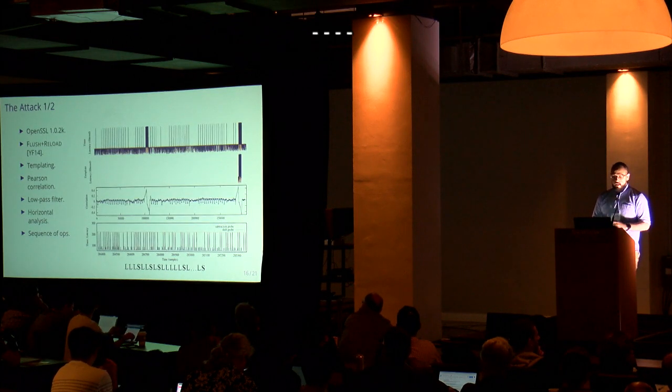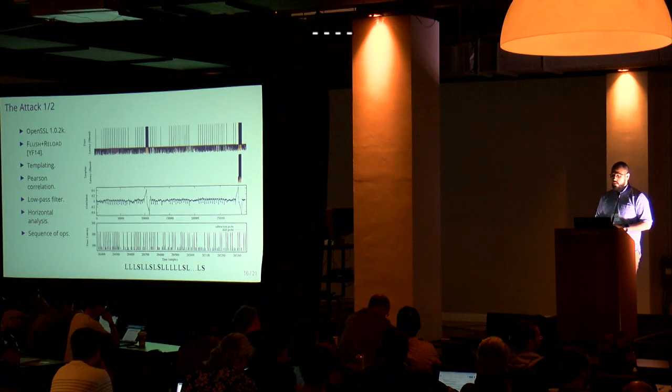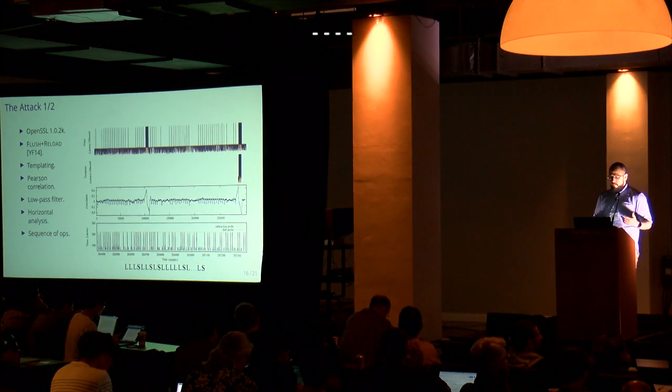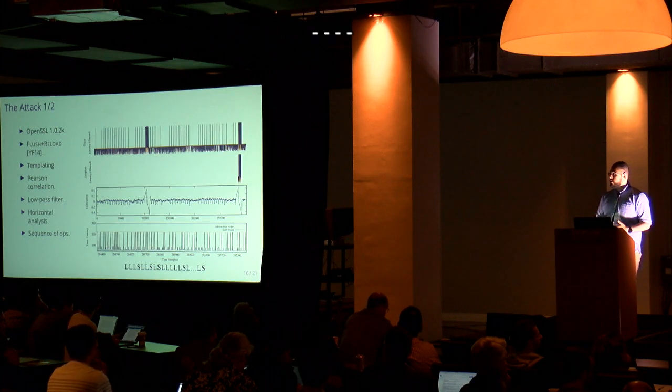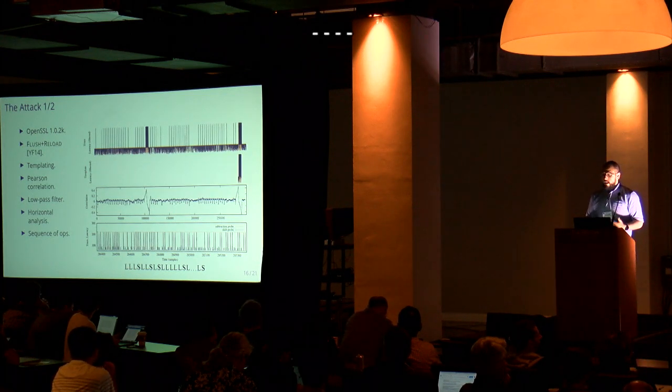And after that, basically we have a huge trace that looks similar to what you see on the top. From there, we create some templates, and we use the templates to run the Pearson correlation to find the specific parts that we want in these huge traces. Once we have the parts that we're interested in, we run a low-pass filter and perform horizontal analysis to recover a sequence of operations similar to what it looks like on the bottom. So the L's represent right shifts, and the S's represent subtractions. So we always have at least one subtraction, at least one shift between subtractions.